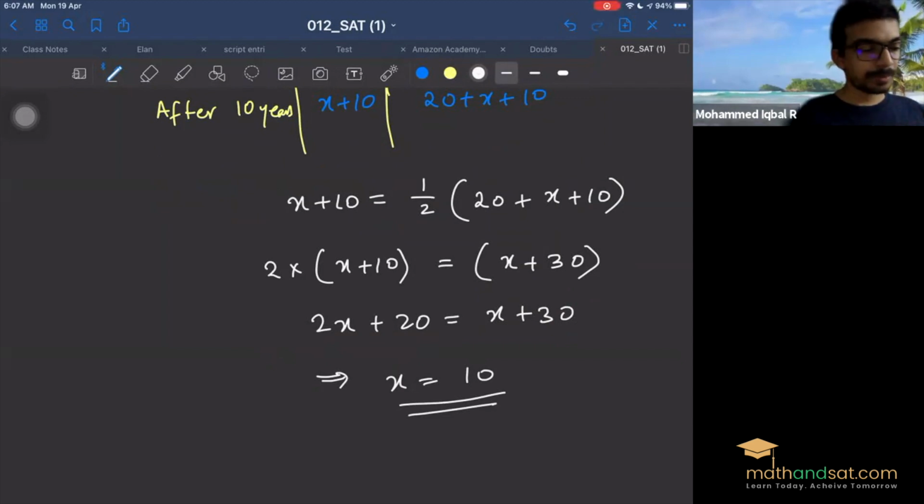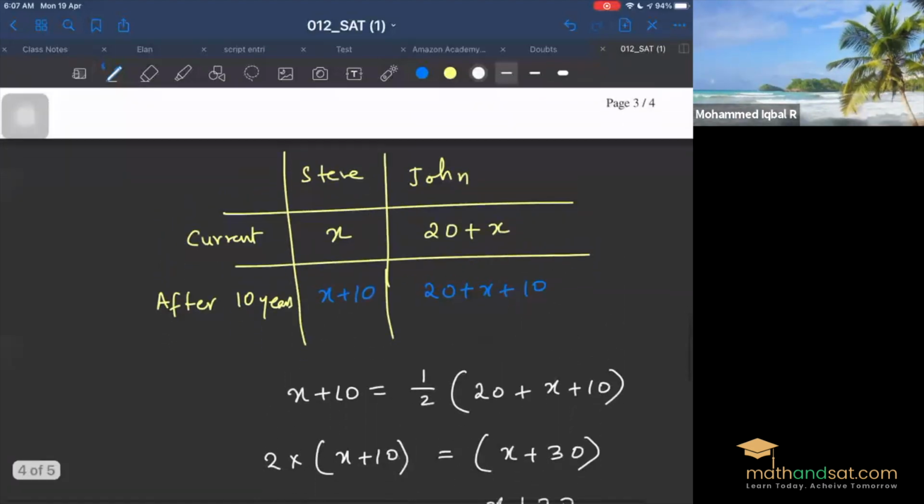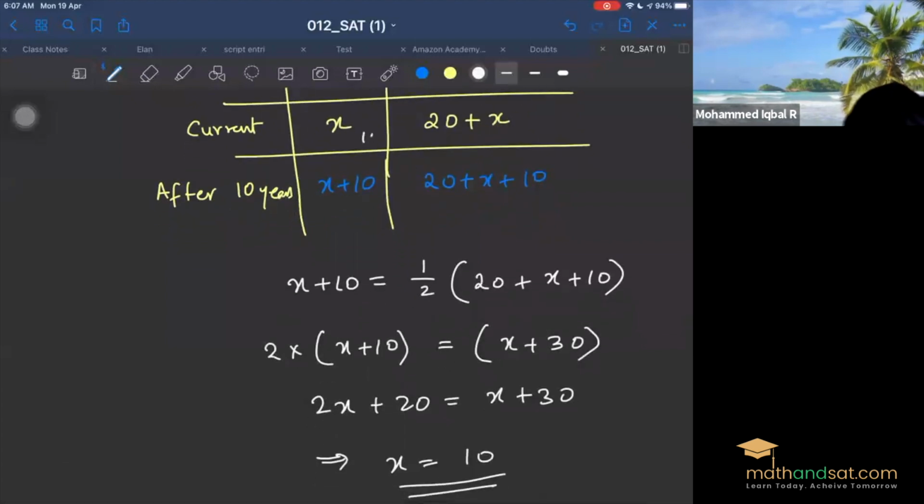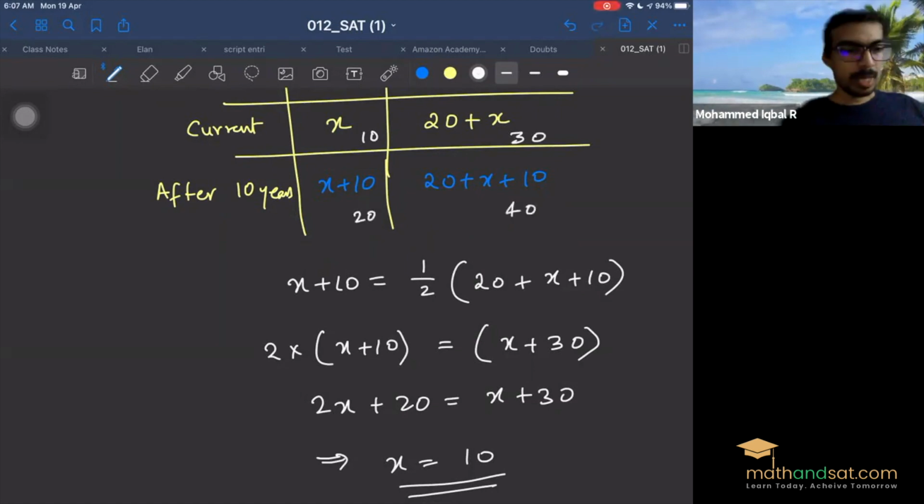All right. Is that all right? Now, for the sake of practice, for the sake of verifying this answer, you can actually plug in the values here. This is 10. This is 30 here. After 10 years, he'll be 20. After 10 years, he'll be 40. And you can verify the facts, right? Their current ages are 10 and 30. After 10 years, they will be 20 and 40. So 20 is half of 40. All right.